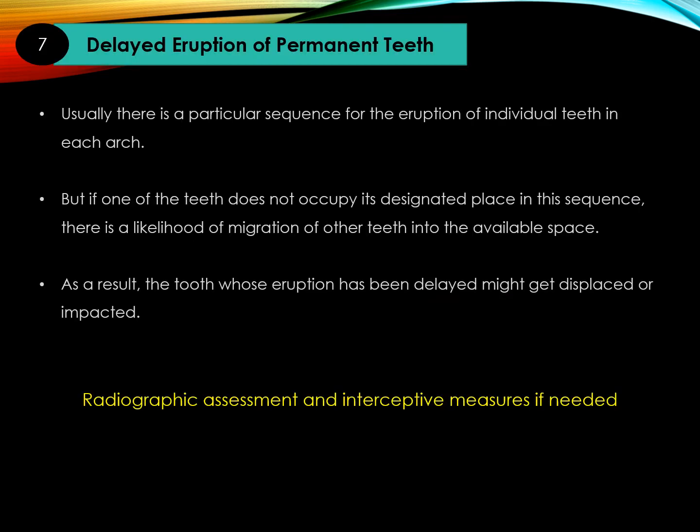The next factor is the late eruption of permanent teeth. By nature, there is a particular sequence for the eruption of individual teeth in each of the arches. You already know them. So what happens if these teeth don't occupy their designated place in the sequence?